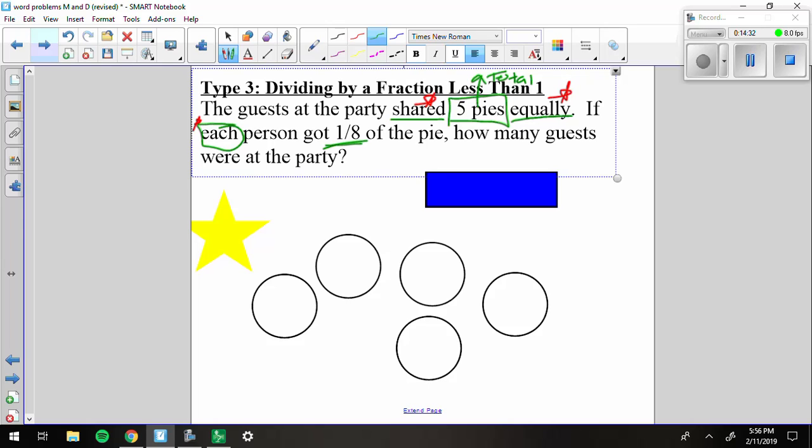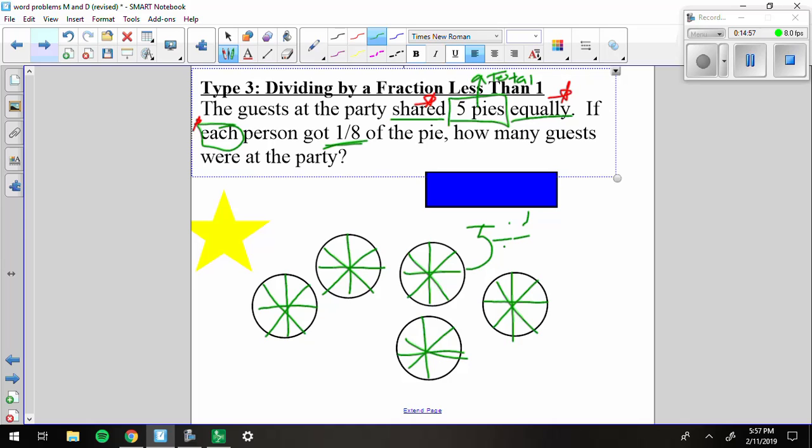So, let's look at my picture. I have my 5 pies. I'm going to divide them into 8s to feed all of my party guests. Pardon my dividing into 8s here, folks. So how many people can get pie? If you count all of these up, you're going to get 40. So let's see if that's it. 5 divided by 1/8 equals 5 over 1 times 8 over 1, finding that reciprocal, making sure my total number of pies is first, equals 40 over 1, or 40 guests.